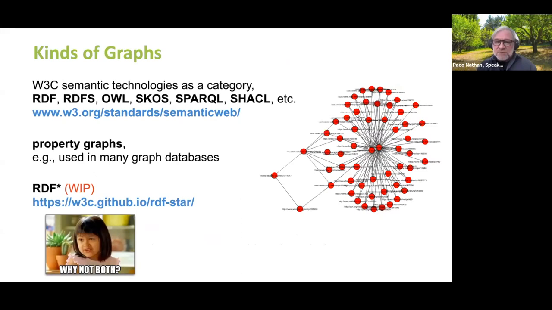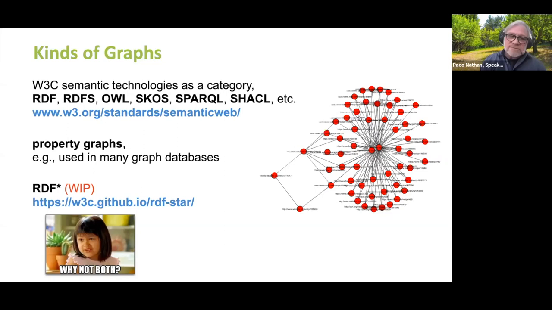Now, in the graph space, there are a couple of different prevailing views. One is the semantic web, W3C kinds of technologies, and these are great for a lot of applications. But then there are also the property graphs, label property graphs, which are more popular in graph databases. And there is work in progress to align these two. I can verify that it's possible to have a label property graph with an RDF overlay. So there's really nothing stopping using both of these.